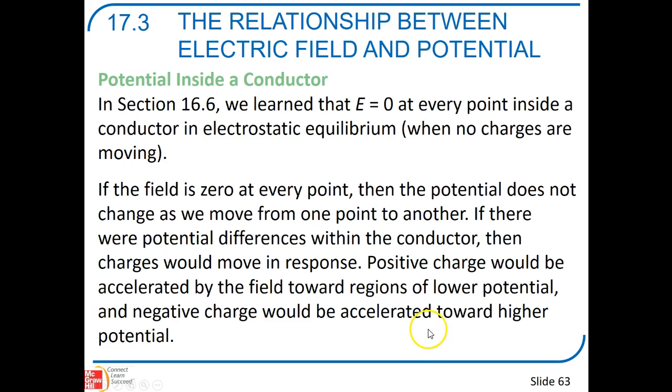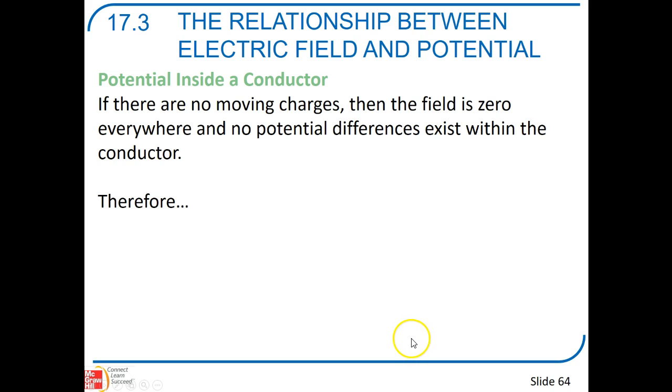For the potential inside of a conductor, we learned that the electric field is equal to 0 at every point inside a conductor. If the electric field is 0 at every point, then the potential doesn't change as we move from one point to the other, because if there were potential differences within that conductor, then those charges would move in response. Positive charge would be accelerated by the field towards the region of lower potential, and negative would be accelerated towards higher potential. So if there are no moving charges, the field is 0 everywhere, and no potential difference exists within the conductor.